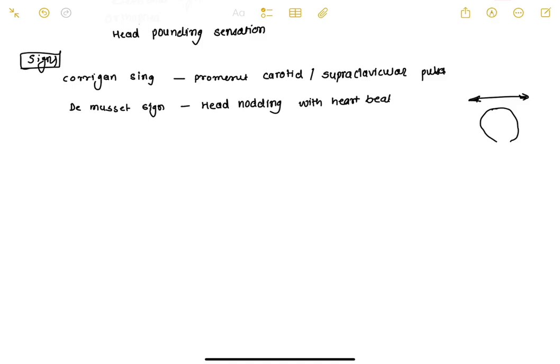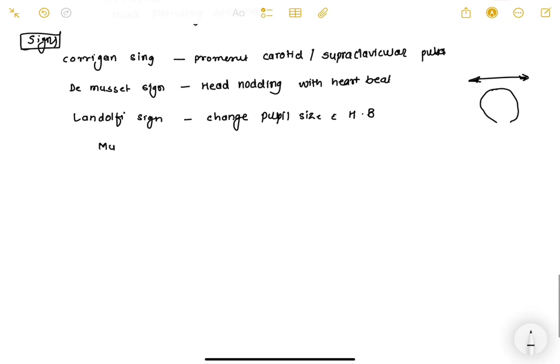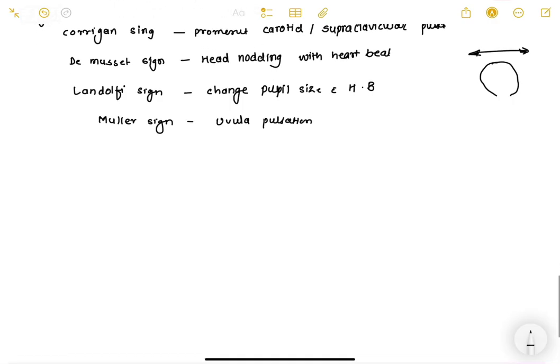The next is Landolfi. So Landolfi sign is change in pupillary size with heartbeat. So size will change as per the heartbeat. Then the Müller sign, it is uvula pulsation. We ask patient to open his mouth and you will see the pulsation of the uvula.